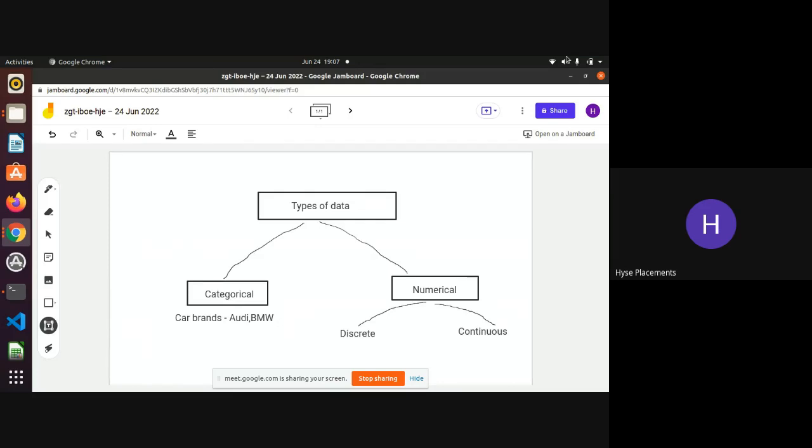Okay, so discrete data is like your exam marks. How much you will write, that is the maximum mark, right? You can count it from 0 to 100. You have this many marks that you can count, right?